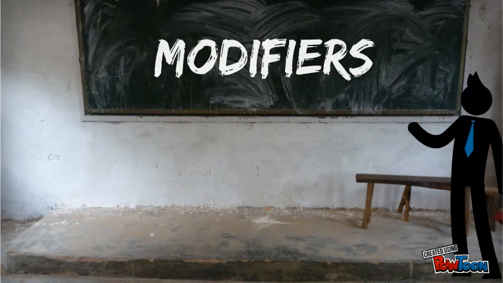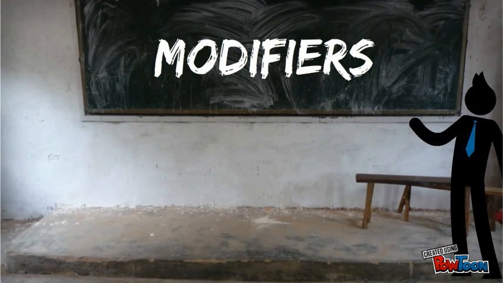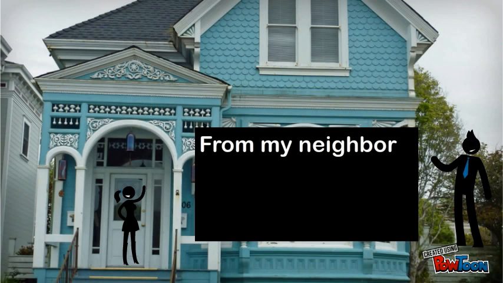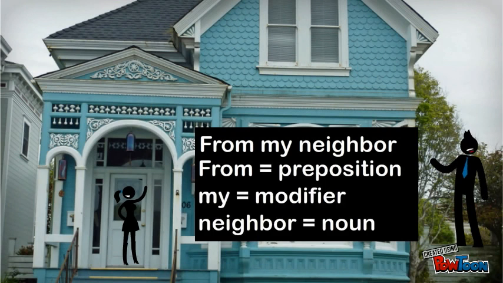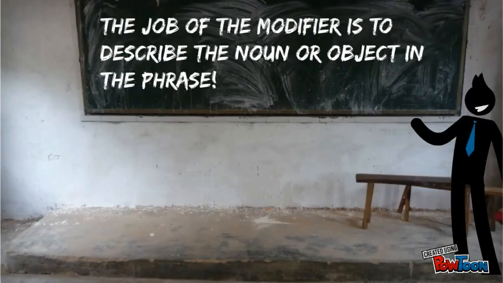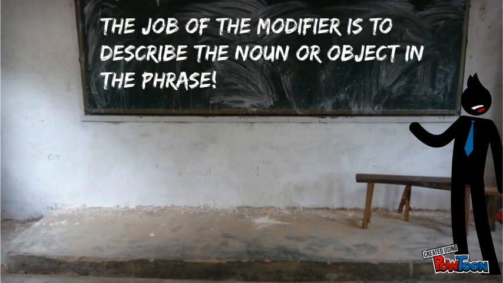Most prepositional phrases will also contain modifiers. Look at these examples. From my neighbor. From is the preposition, my is the modifier, and neighbor is the noun. Remember that the job of the modifier is to describe the noun or object in the phrase.